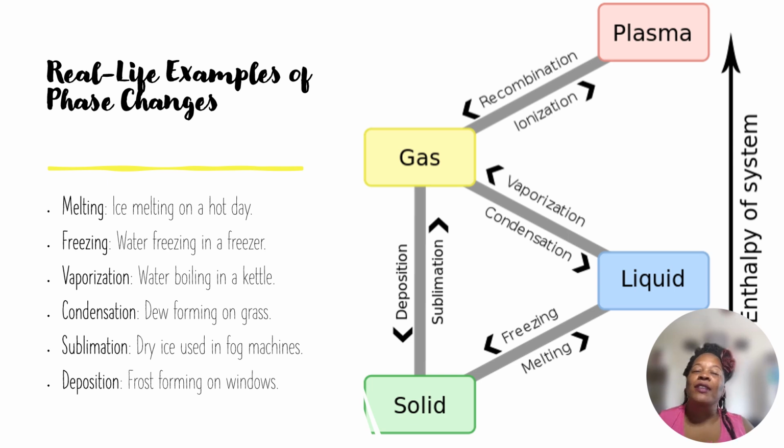Here are some real life examples of phase changes. For instance, ice melting on a hot day, of course, that's going to be the melting phase. When you talk about freezing, water freezing in a freezer. Vaporization, an example would be water boiling in a kettle. Condensation, dew forming on grass. Sublimation, that's when you have dry ice being used in fog machines. And deposition is when you have frost forming on windows.